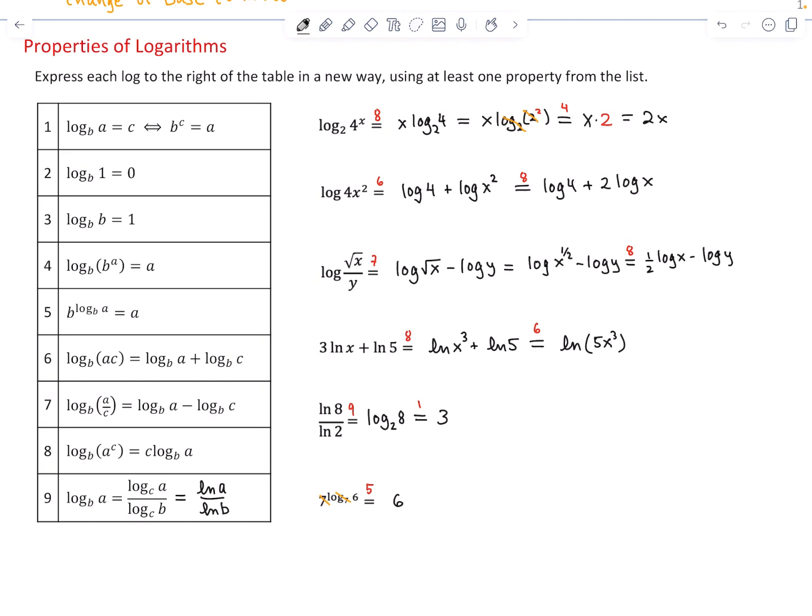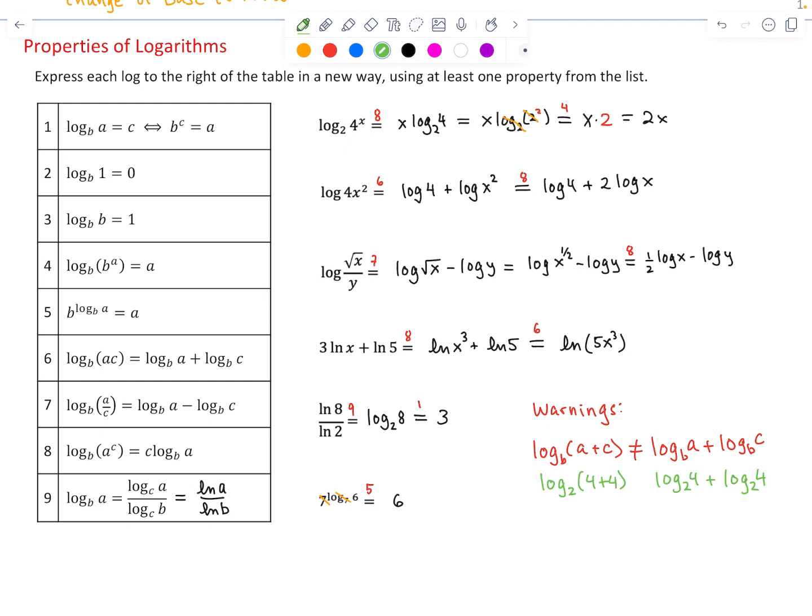Now I want to give you some warnings about some common mistakes that students make. If you have a log base b of a sum, one common mistake is to do the log of the two addends separately, some sort of distribution, and write. And this is not true. It can easily be disproven by letting both a and c be 4 and b be 2. On the left side, we get log base 2 of 8, which turns out to be 3. And on the right side, we get 2 plus 2. And these are clearly not equal.